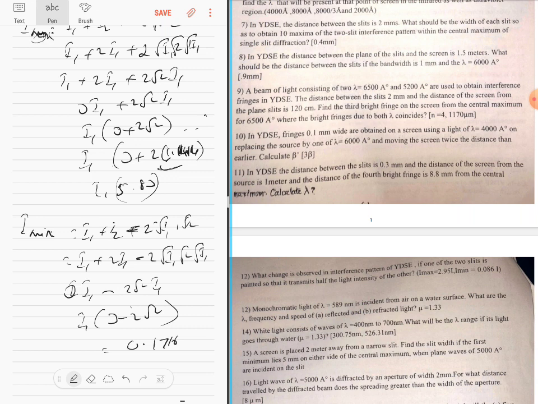Okay, so let's see how it is possible. Initially, when both the slits have the same intensity, the bright fringe intensity is 4I2, equal to 8I1, and the dark fringe is equal to 0. So we see that the bright fringe would be bright with reduced intensity, and the dark fringe would have some low intensity.